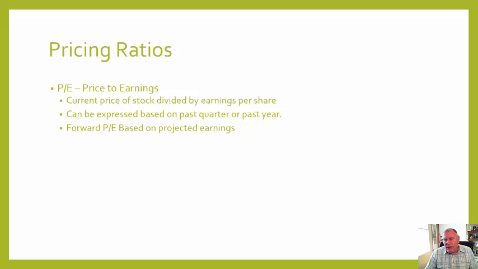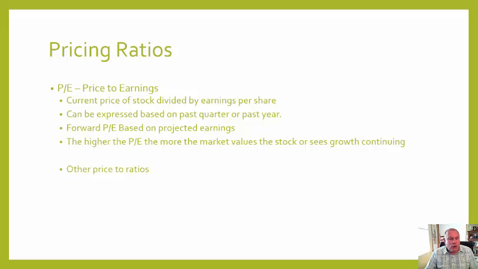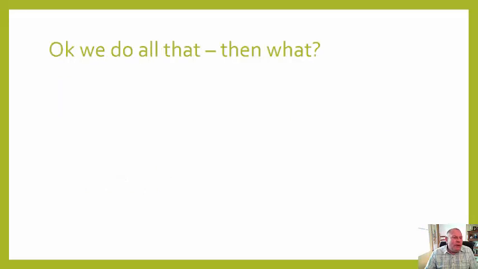Wall Street analysts project earnings, and that's available to you on the Wall Street Journal site. A number of other places will get it for you, or it's provided by the company. The higher the PE, the more the market values that stock or sees growth continuing. There are other price ratios, price to sales, price to book. They're all different ones. The one that we're going to really focus on is the PE ratio, as you'll see moving forward.